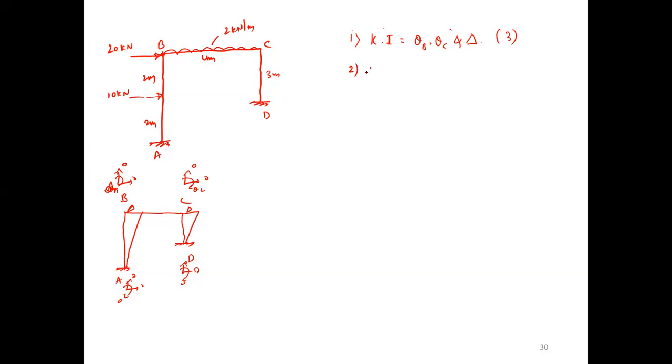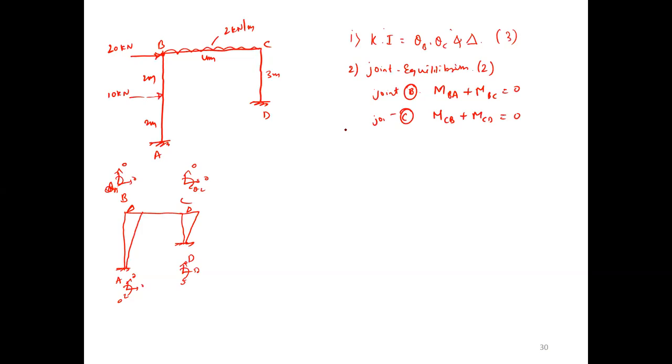Next, second. What is the joint equilibrium condition? How much? 2, sir. 2 joint equilibrium conditions. Joint B and C. At joint B, moment BA plus moment BC equals 0. And at joint C, moment CB plus moment CD equals 0. Very good. Okay.